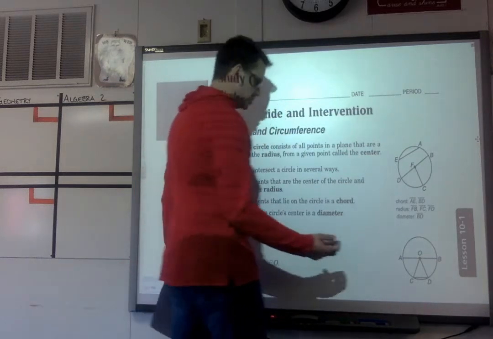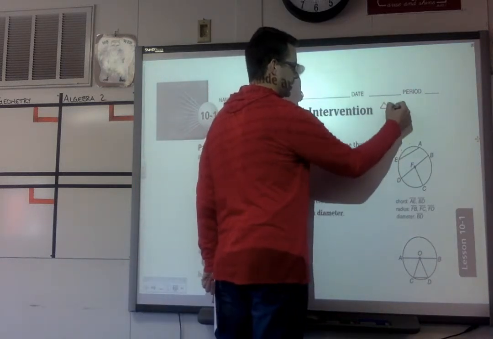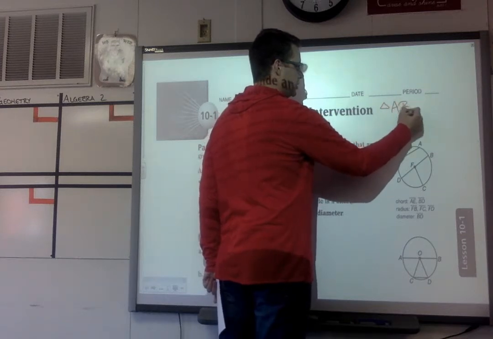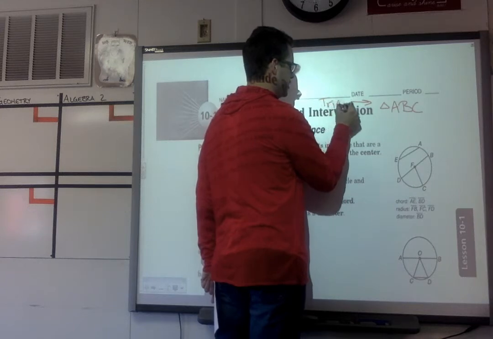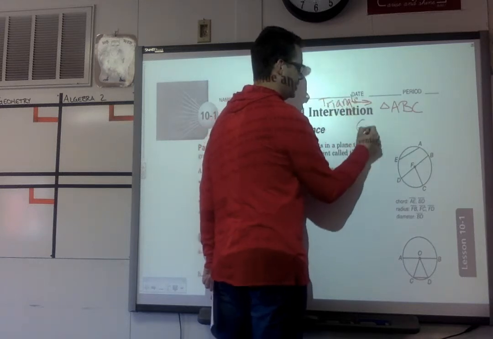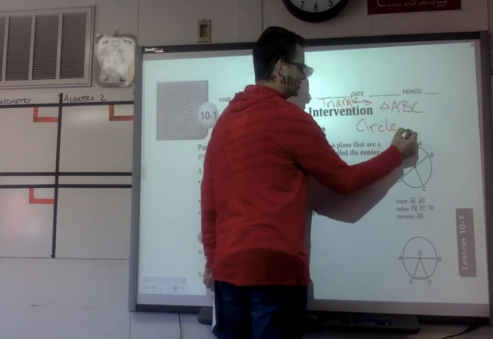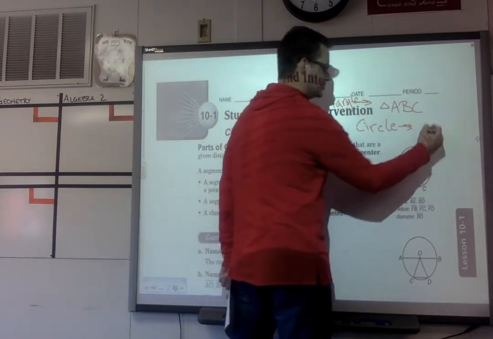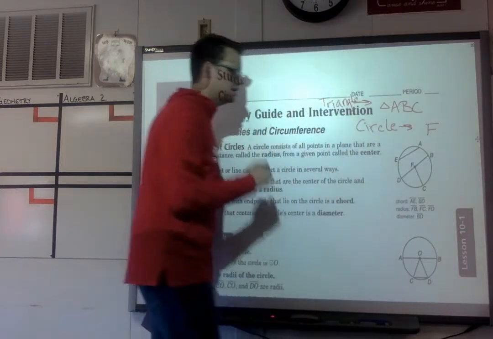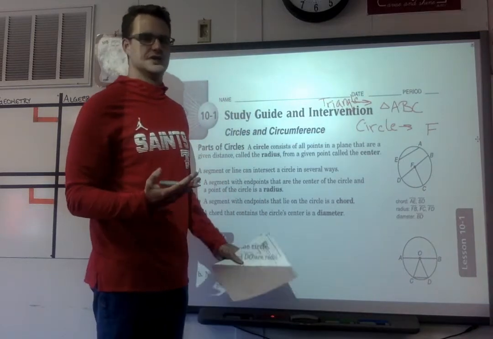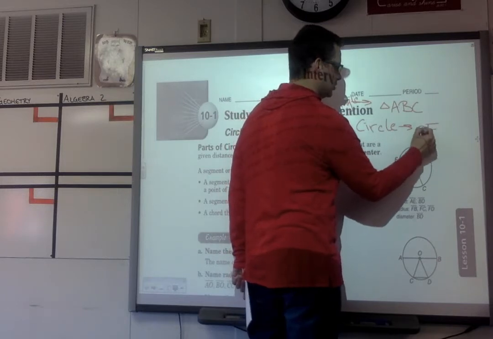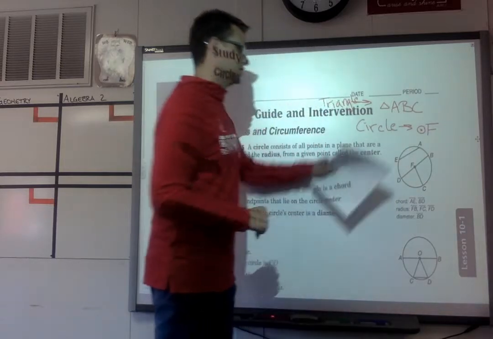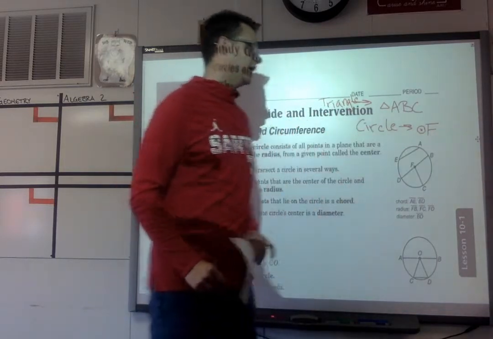When we talked about triangles, we named a triangle something like triangle ABC. For naming a circle, again, it's always going to be named by the center point, so in this case F, but we can't just say F because that's just a point. So instead of putting a triangle, we're going to put a circle with a point in the middle. So this would be read as circle F.